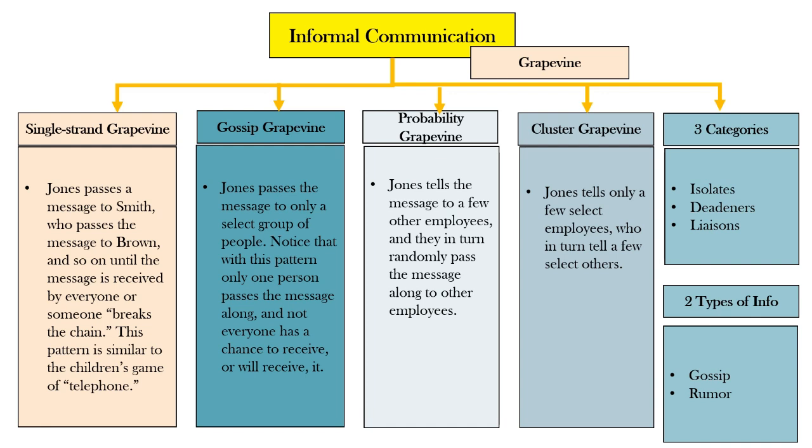Just as earlier discussed, we have the single strand grapevine. We also have the gossip grapevine, wherein Jones passes the message to only a select group of people. Notice that with this pattern, only one person passes the message along and not everyone has a chance to receive or will receive it.